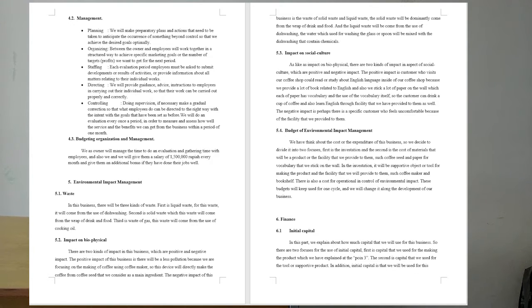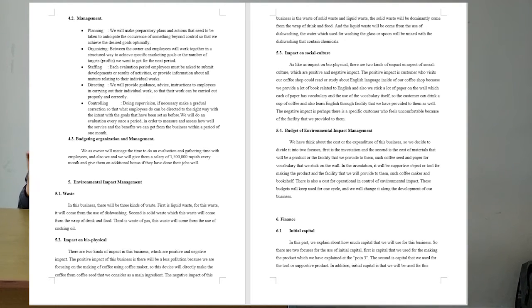And the negative impact of this business is solid waste and liquid waste. The solid waste will dominantly come from the wrap of drink and food, and the liquid waste will come from the use of dishwashing. The water used for washing the glass or spoon will be mixed with the dishwashing soap that contains chemicals.